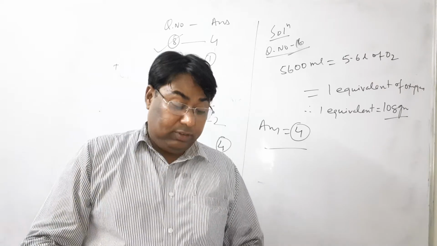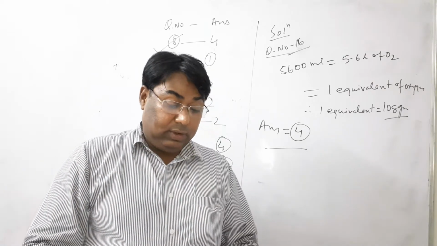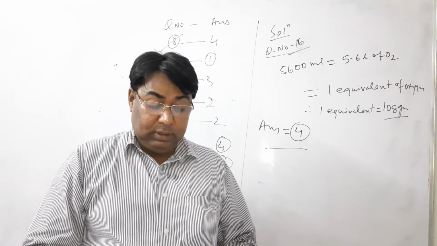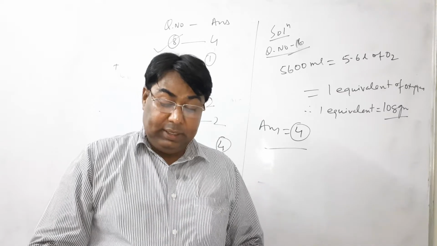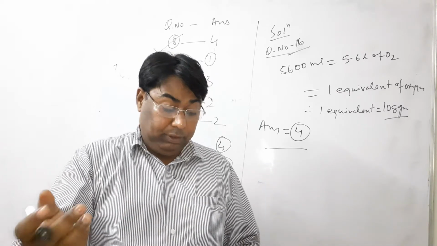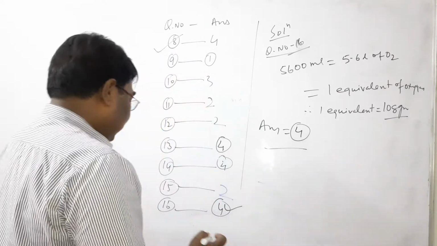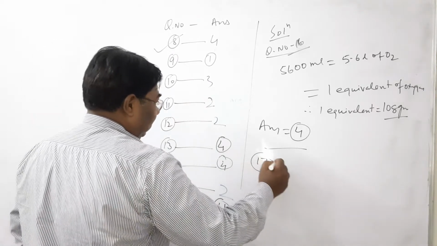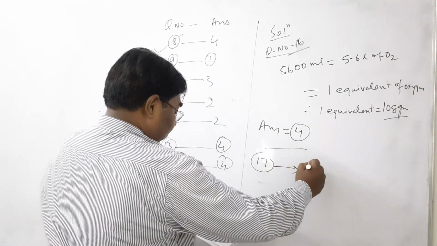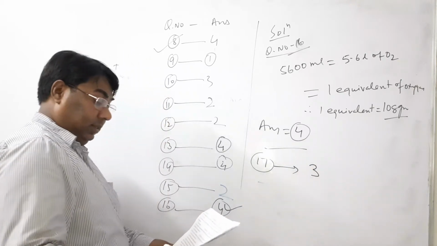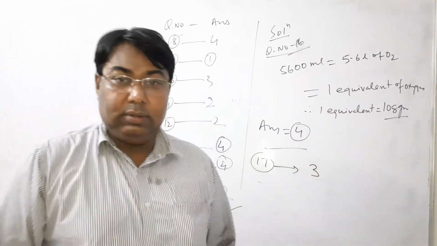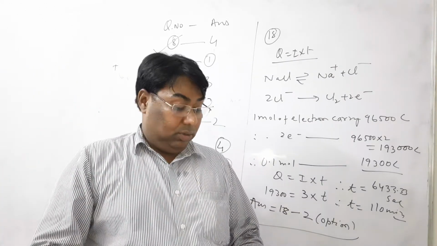Now question number 17. A device that converts energy of combustion of fuels like hydrogen, methane directly into electrical energy is known as, all of you know, a fuel cell. So for 17, the answer will be 3. Understand? Now question number 18.